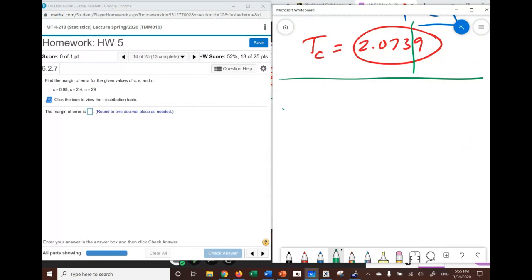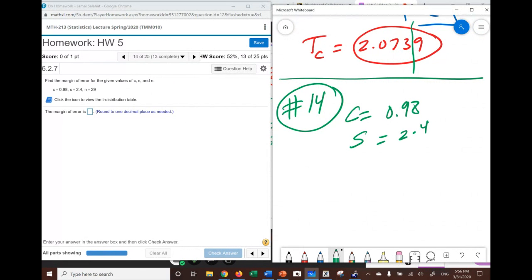In number 14, they gave us C, which is 0.98. They gave us S, which is equal to 2.4, and they gave us N, which is equal to 29, and they asked us to find the margin of error E. This is identical, I think, to problem number maybe 1 or 2 in your assignment. Remember, if you go back to that problem, the only difference is that they gave you sigma. Here, they gave you S.